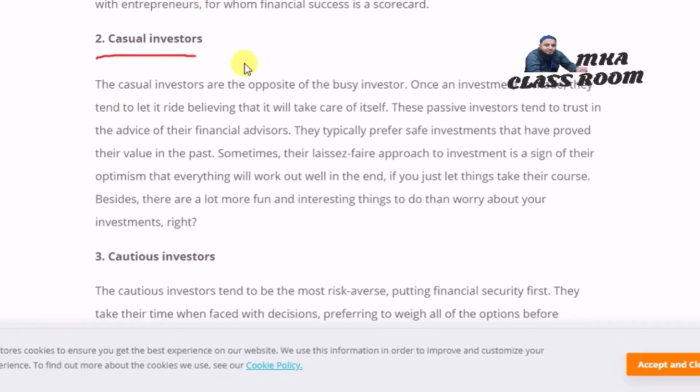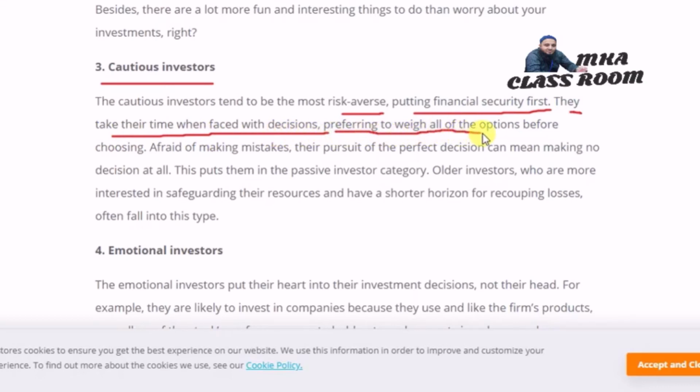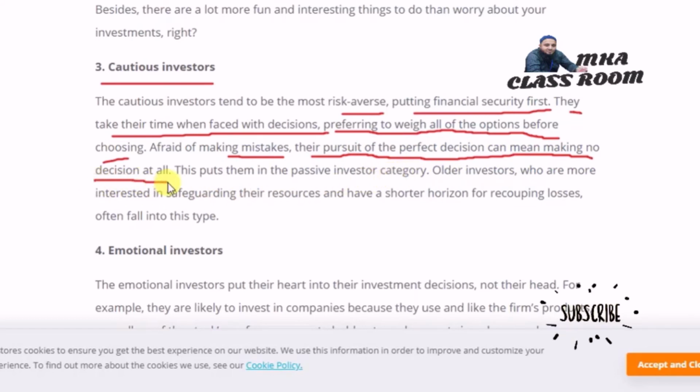After that, we will see cautious investors. The cautious investors tend to be the most risk averse, putting financial security first. They take their time when faced with decisions, preferring to weigh all options before choosing. Afraid of making mistakes, their pursuit of perfect decisions can mean making no decisions at all. So they are the cautious investors. They look after all the matters in the market and try to avoid all types of risks.